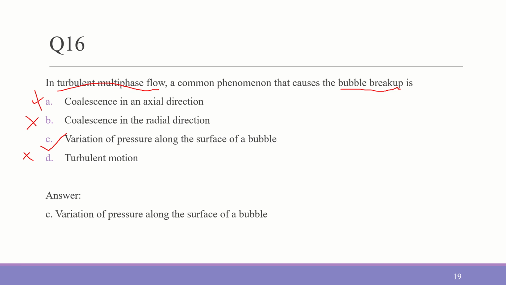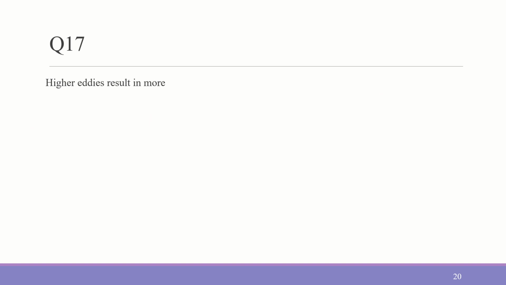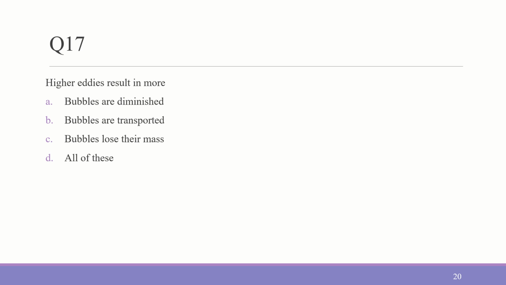Now let us go to question 17. Higher eddies result in more dash. Option A, bubbles are diminished. Option B, bubbles are transported. Option C, bubbles lose their mass. Option D, all of these. If eddies are the same size as bubbles, they are diminished, resulting in bubble breakups.